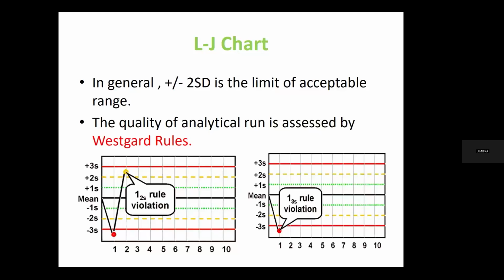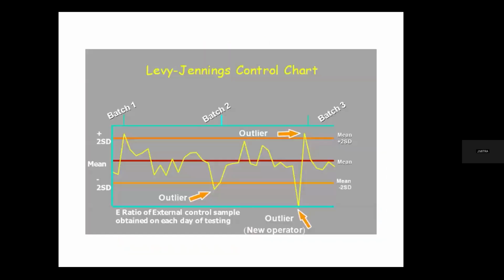There are lots of other rules, such as the 4S, 2S, and 10X rules. There are a lot of things with the Westgard rules. It is a bit of an exhausting topic with a lot to discuss, so I just keep it here. Here is the Levy-Jennings control chart. The outliers, those that go beyond the 2 standard deviations, are highlighted here.